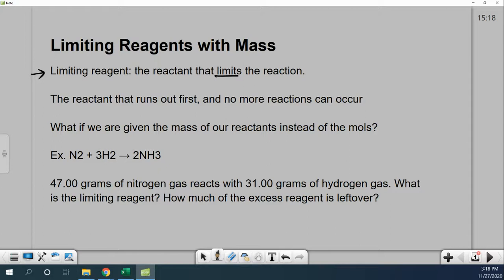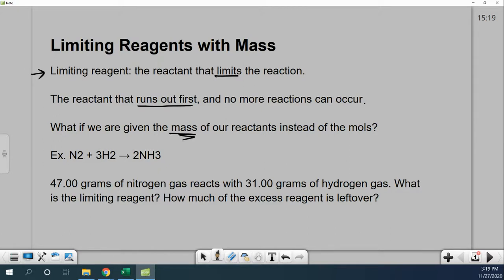Now what does it actually mean? Well, it means that's the reactant that runs out first, which means no more reactions can occur. You have run out of the ability to do stuff. You've got no more building blocks, no more Legos, no more bread for your sandwich. So what if we were given the mass of the reactants instead of the moles?